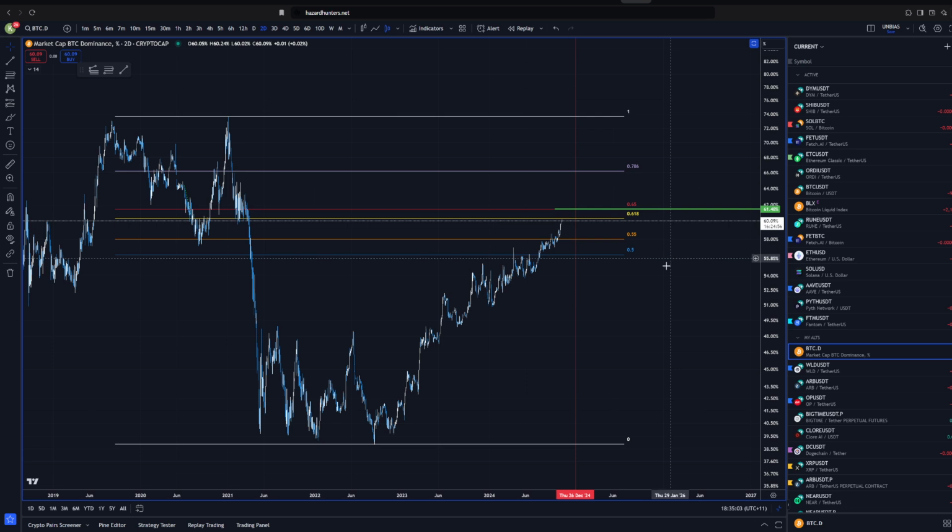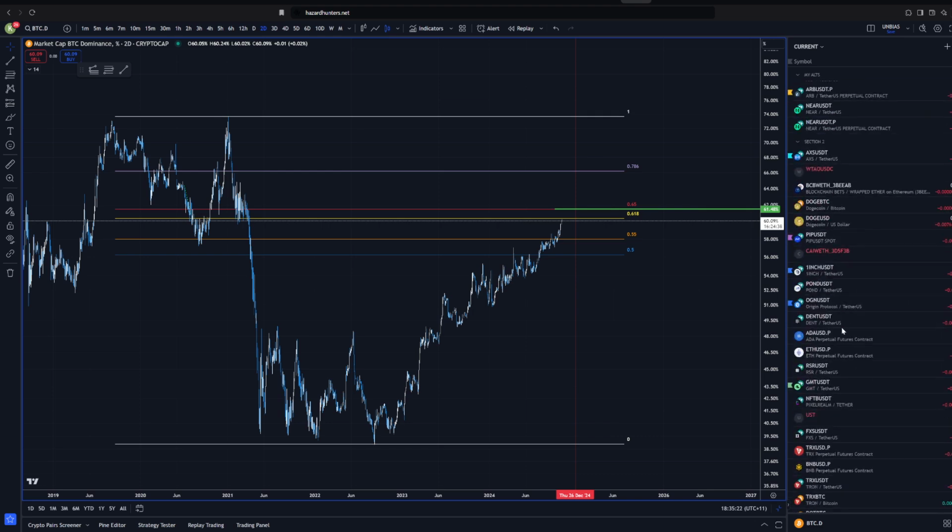That being said, an alt season is not promised, so don't cry me a river if your alt doesn't pump, because a lot of alts will not pump the way that you think they will this cycle. The game is a little bit different.